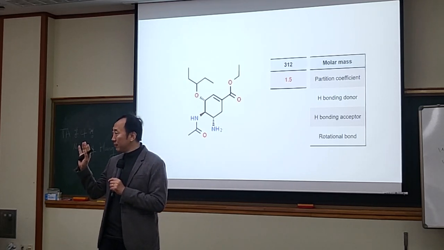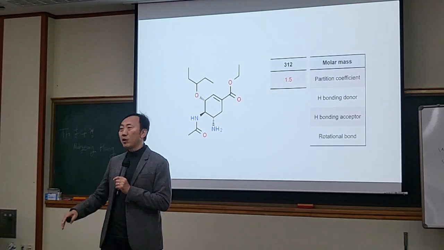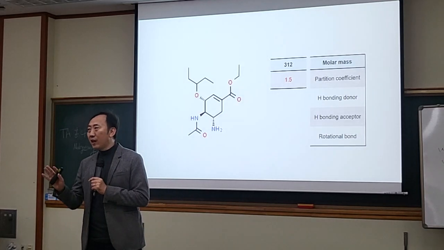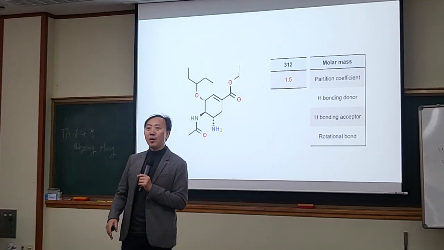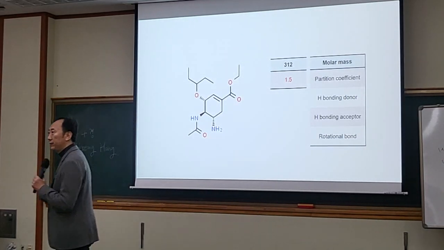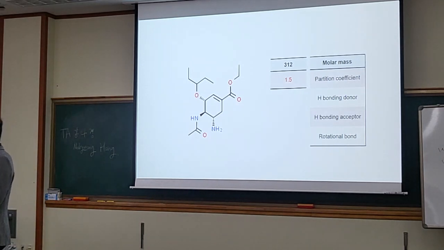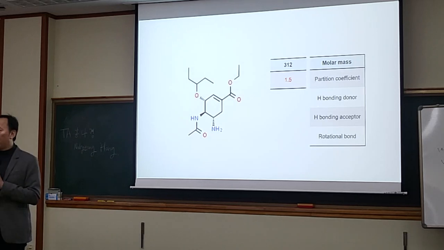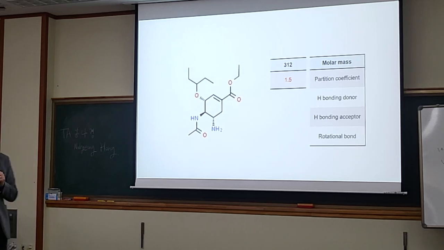Rotational bond 5? Anyway, this is multiplication of 5. So, the principal rule is sometimes called the rule of 5. Okay, molecular weight less than 500. Low logP value, less than 5. Hydrogen bonding donor less than 5. Acceptor less than 10. Okay, something like that.